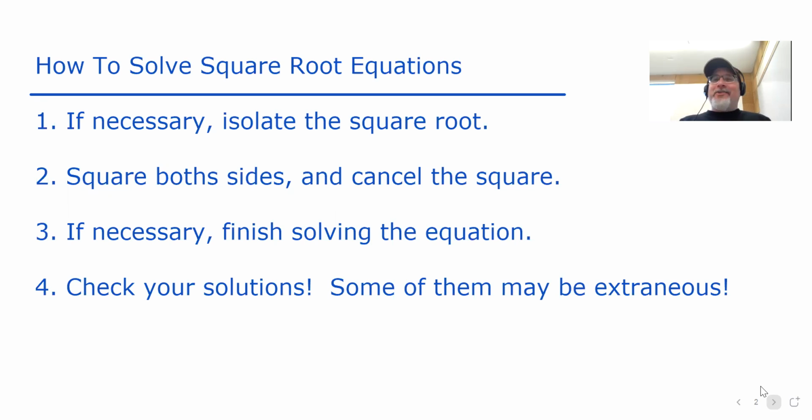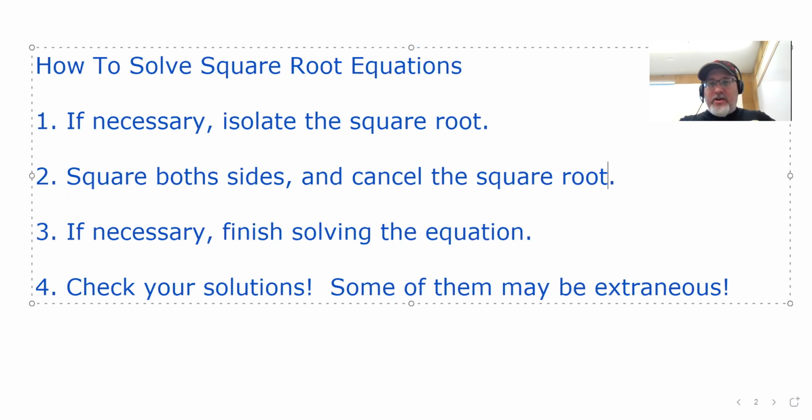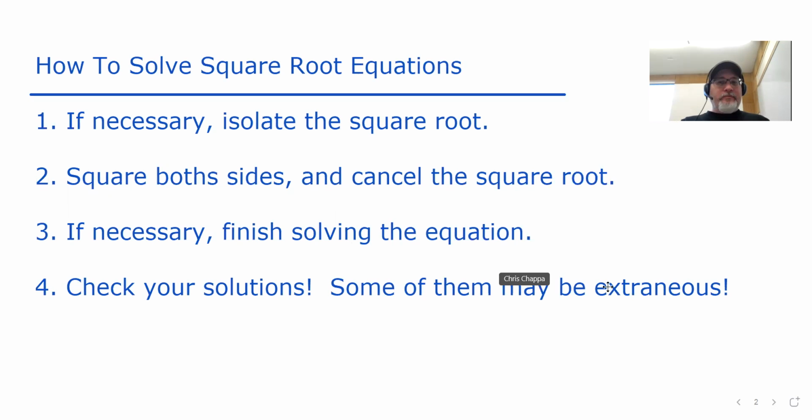Number one, if necessary, isolate the square root. That's necessary if there are numbers outside the square root. Number two, square both sides and cancel the square. That was supposed to say cancel the square root. So in the previous video, somebody's probably yelling at the screen. It was a horrible place to make a mistake at the end of the last video. Square both sides and cancel the square root.